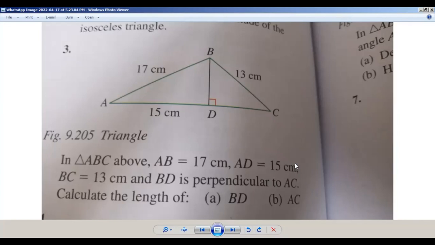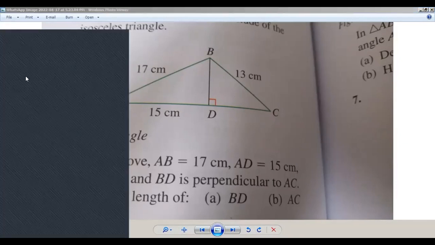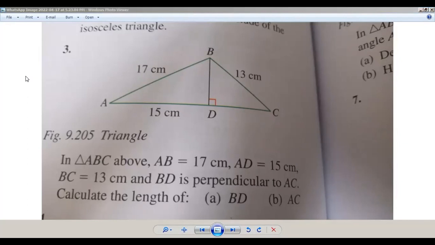Let me tell you, because it's kind of hard to just swing at a question like this. So these have two triangles, true? It's two right angle triangles. All right, so let me explain to you how to solve it, and then you solve it.